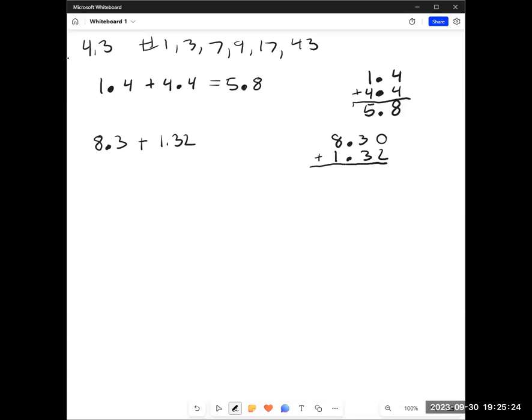And I'm going to add: 0 plus 2 is 2, 3 plus 3 is 6. Bring down the decimal point, 8 plus 1 is 9. And I get an answer of 9 and 62/100.